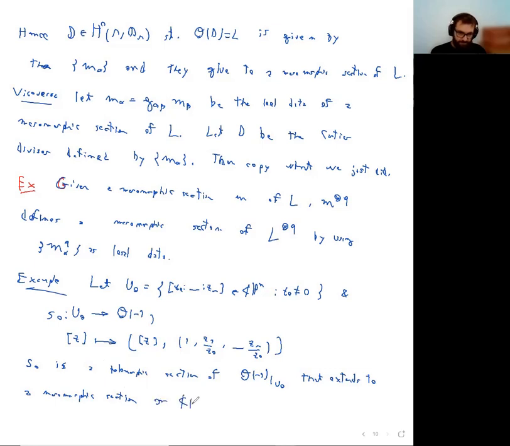On all of CPN, you just take the same expression and you see that it glues well. So this defines a meromorphic section in CPN. And in particular, it has poles of order 1 on the hyperplane Z0 equals 0, right? And it has no zeros, just poles there.